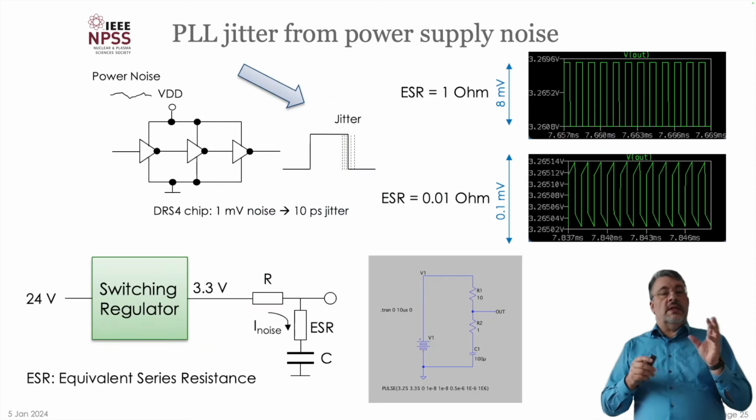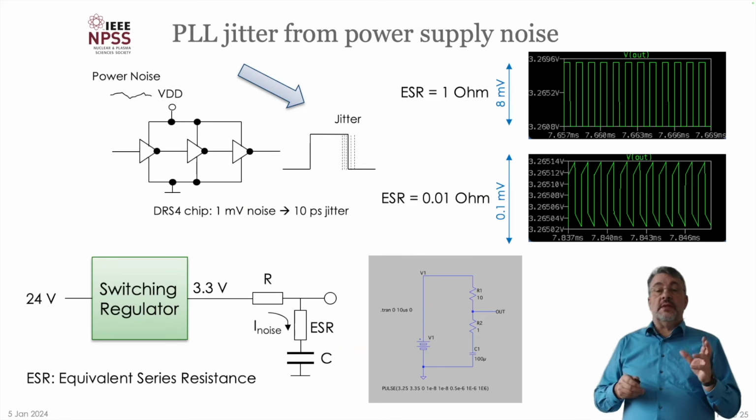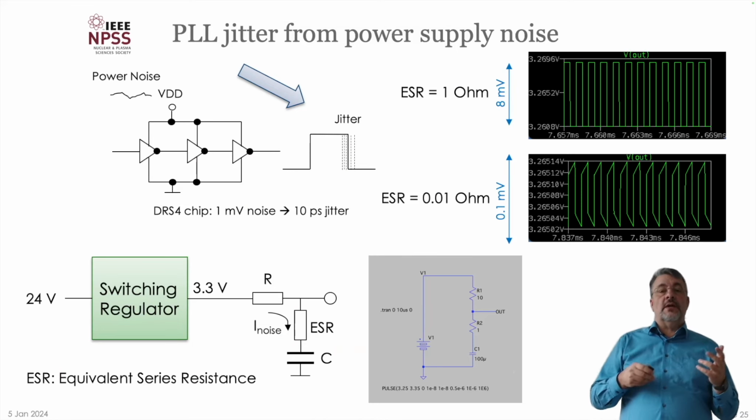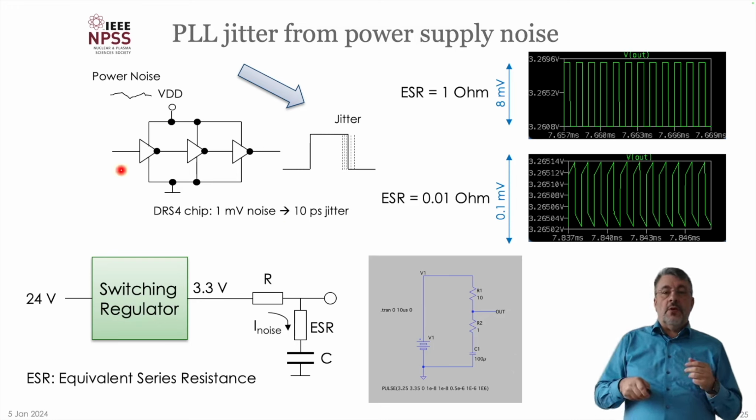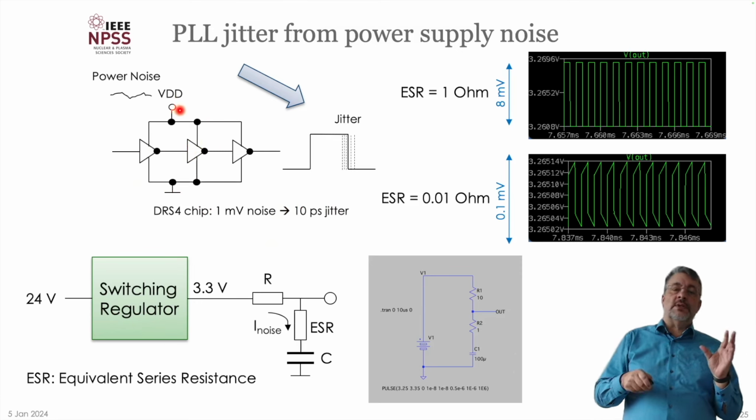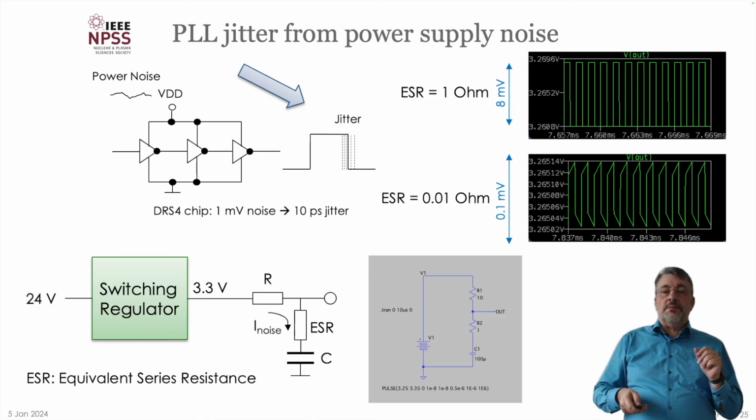Now, it's not only the loop filter you have there, but you also have jitter caused by a non-stable power supply. So if you have here one of these cells of the PLL in the domino chip, you have on top a power supply. And the power supply might be noisy. Like for the DS4 chip, a 1 millivolt noise on the power supply causes already a 10 picosecond jitter at the output. So it's very important to have a very low noise power supply.